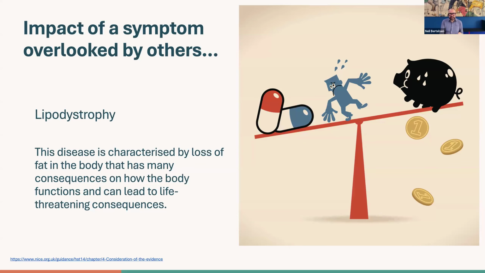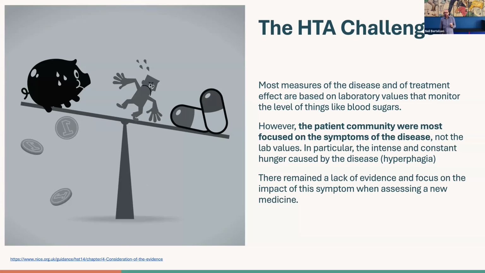The second one is a rare disease, lipodystrophy. This is where there's abnormal distribution of fat in the body, and it changes how the body works and can be life-threatening. The way this is usually measured is through laboratory results, blood tests that measure things like levels of blood sugars. And so that's what everyone was debating: how low should the blood sugars go before we know the treatment's working? And the patient community was saying, just hold on a second. That's beside the point. What matters to us is a symptom that we have that destroys our life.